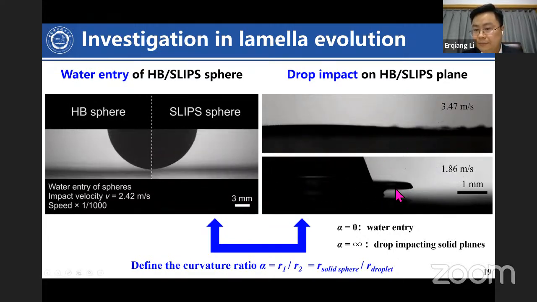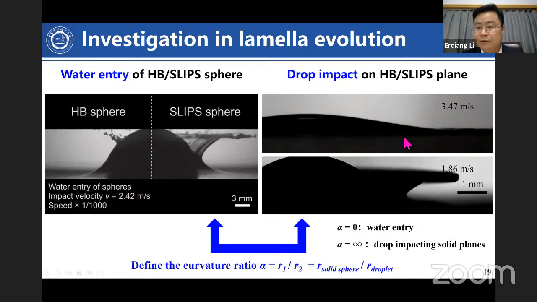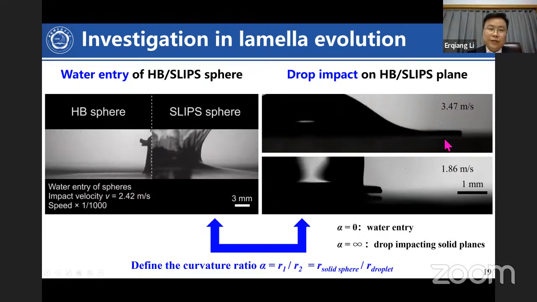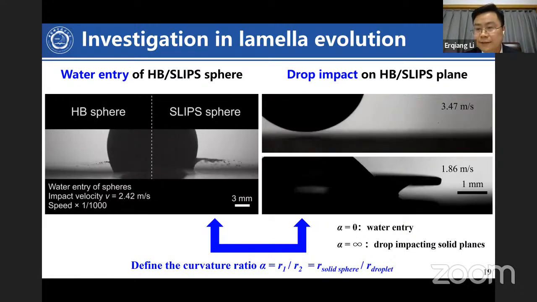And for drop impact, it's the same. This is a slip surface. This is a hydrophobic surface. So can we unify these two phenomena together?